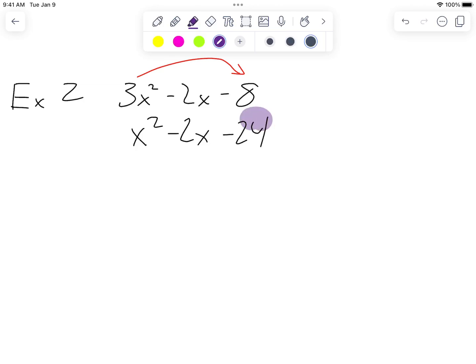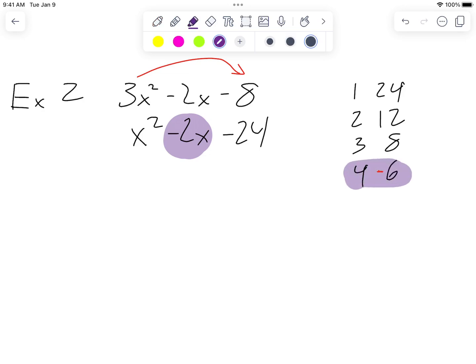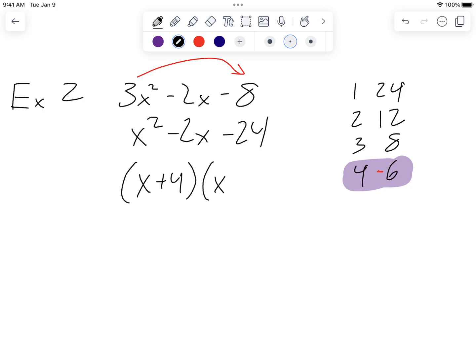Now we want numbers that multiply to this 24, so that's going to be 1 and 24 is an option, 2 and 12, 3 and 8, 4 and 6. Now that we have those written out, how can we make this minus 2? Well, I can make a minus 2 if I choose the 4 and the 6, where the 6 is negative. So those are going to be my two numbers. So we'll start out with this as x plus 4 and x minus 6.